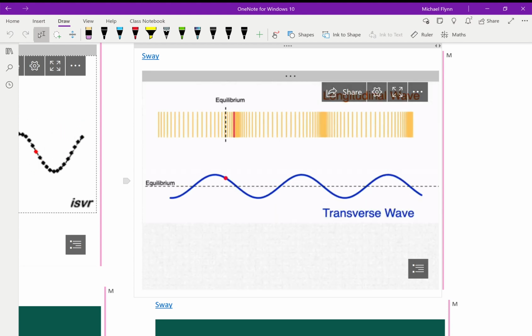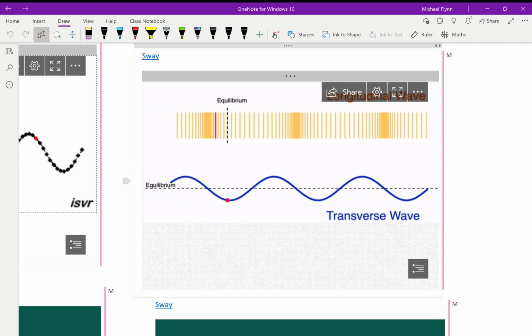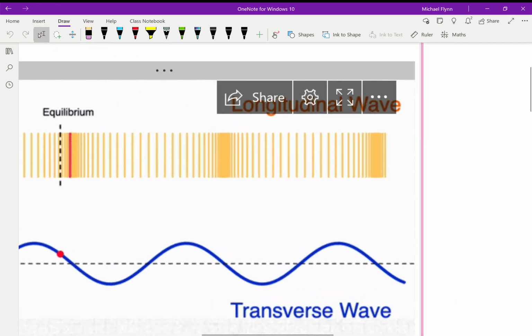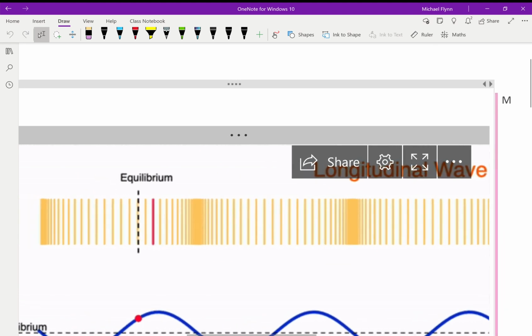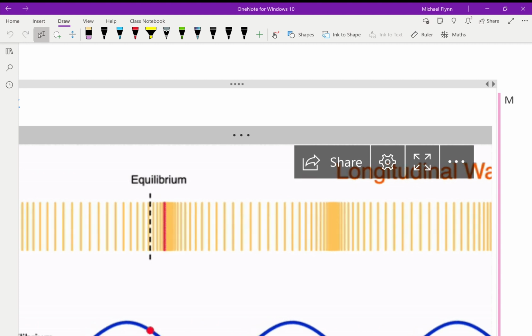So in this case, we have what's called a longitudinal wave. Now, a longitudinal wave is actually the yellow thing at the top. So I'm going to ignore the blue wave at the bottom. That's a transverse wave at the bottom, same as before.